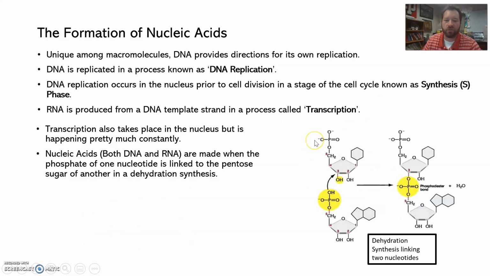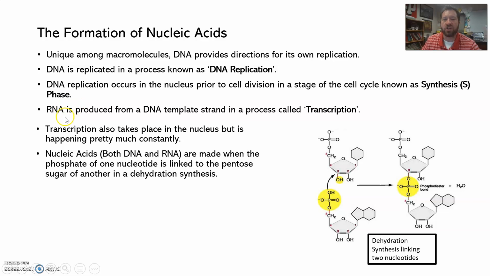All right, the formation of those nucleic acids. So how do we get nucleotides linked together? This should look pretty familiar, but watch some of the key terms that are thrown out today. Unique among macromolecules, DNA actually has its own directions for replication. So that's pretty neat. DNA can replicate itself, and that process is, very descriptively, named DNA replication. DNA replication occurs in what we call the S phase, the synthesis phase of the cell cycle. Again, we'll talk more about that later on in the year.